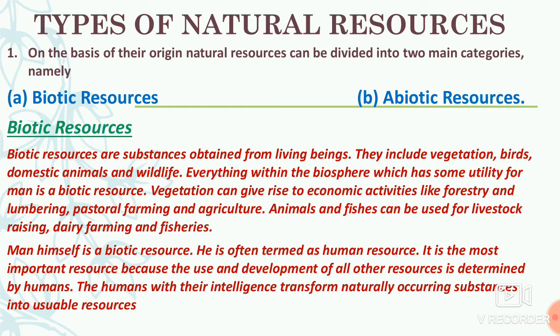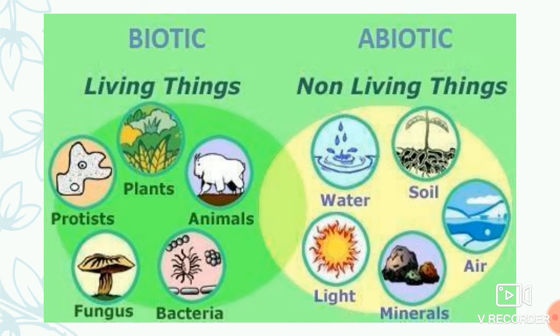Man is a biotic resource. We call man a human resource also, because man is the most important source, because the use and development of all the resources depends upon humans. Humans use their intelligence and transform the natural things into a usable resource. They convert the natural things into a usable resource with the help of their intelligence. These are the examples of your biotic, abiotic, living things and non-living things.